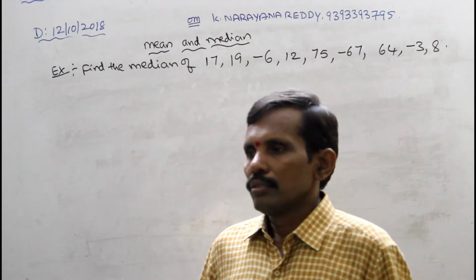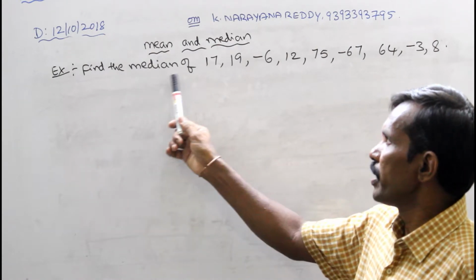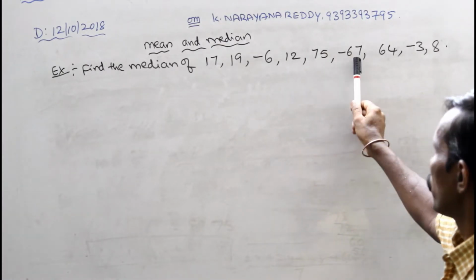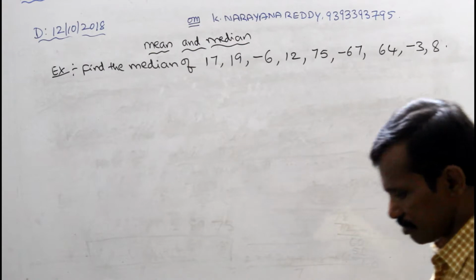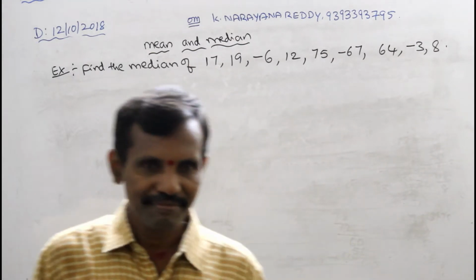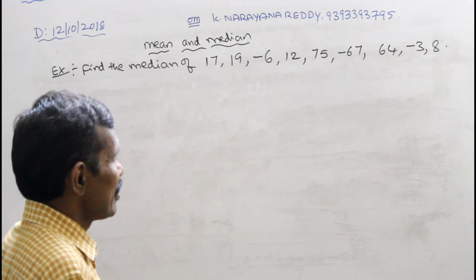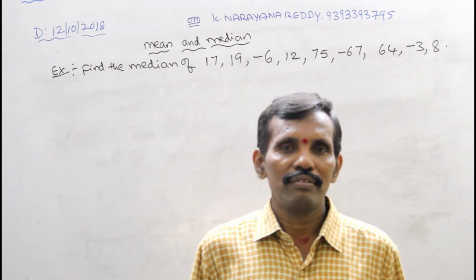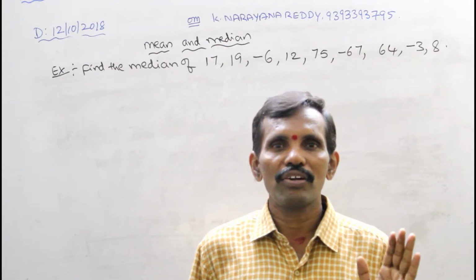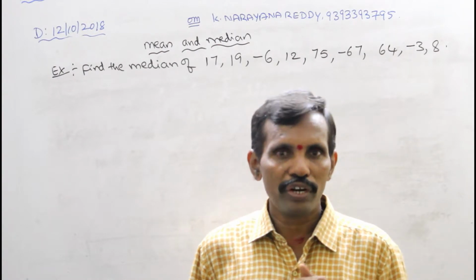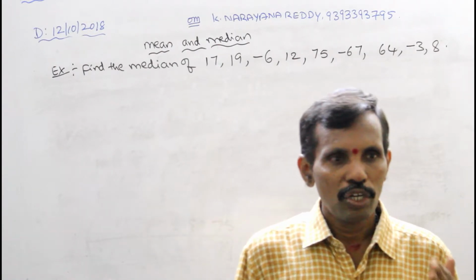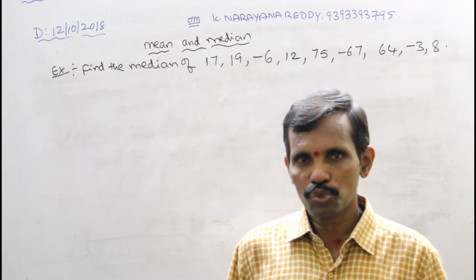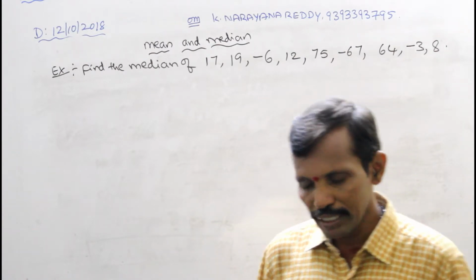I will tell you an example. See the problem. Find the median of 17, 19, minus 6, 12, 75, minus 67, 64, minus 3, 8. Very important problem. How to find the median? What is the rule to find the median? First of all, write in ascending order or descending order. Now I write in ascending order. What is ascending? Lower to upper, small to big. So I will write the smallest number to the biggest number.